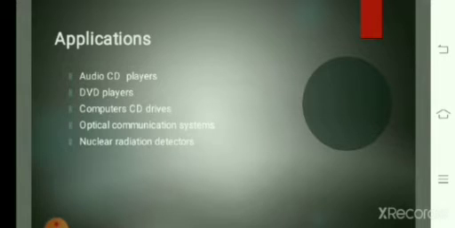Applications: audio CD players, DVD players, computer CD drives, optical communication systems, nuclear radiation detectors.